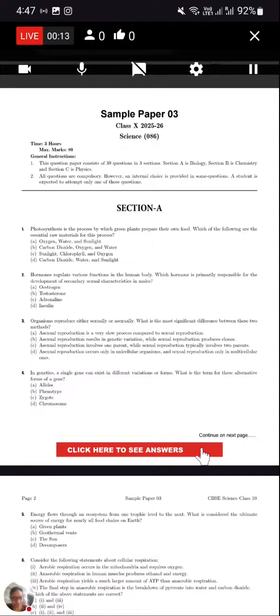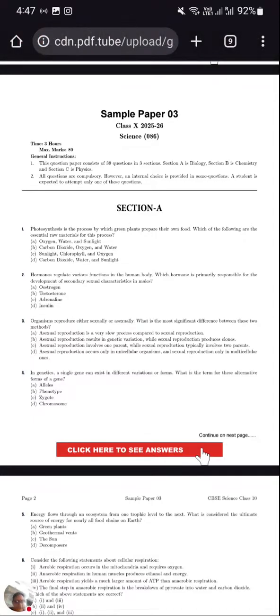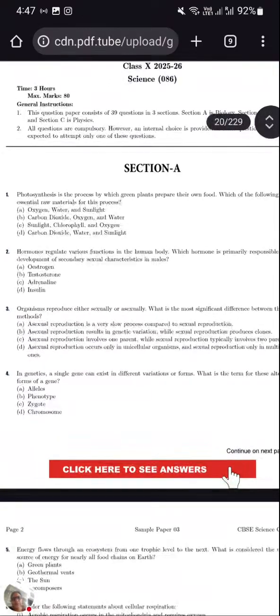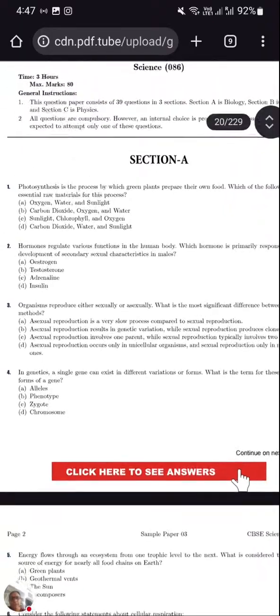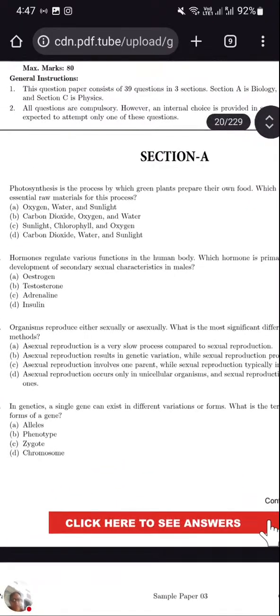Good evening, students. Let's get ready for today's sample paper solution. So here we are starting out with the third sample paper of science. This time, if possible, try to give answers on your own instead of seeing and saying the answers. So here is the first question.